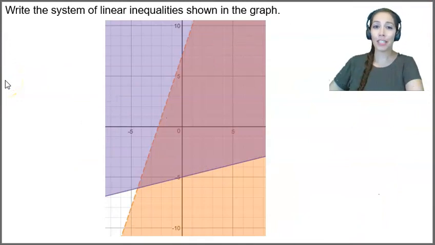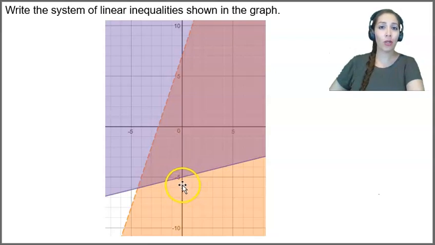Write the system of linear inequalities shown in the graph. So it looks like I have two lines going on here. I have this dashed line right here, which is in the orange, and it looks like it's shaded to the right. And it looks like I also have a solid purple line here, and it looks like it is being shaded above. But what does this mean to be able to write the system of linear inequalities? And what is it when you have two shading parts overlapping each other?